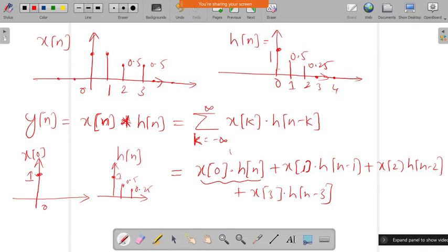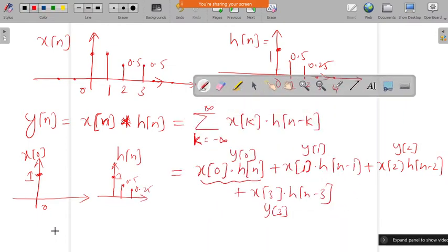So let us take this one as y of 0, this as y of 1, this one as y of 2 and this one as y of 3. Any label you can use. Now let us take all these terms and add them, y of 0, y of 1, y of 2 and y of 3, and we are going to get the final convolution sum.